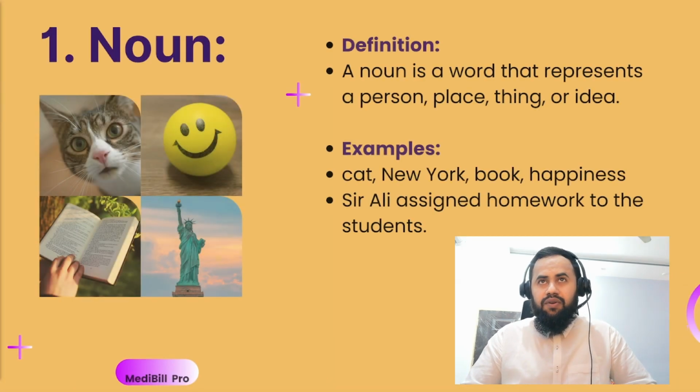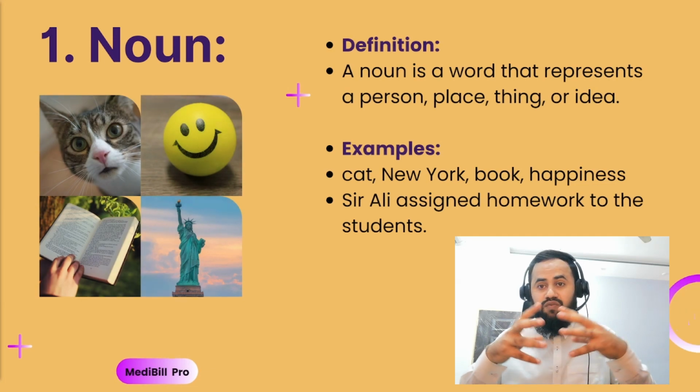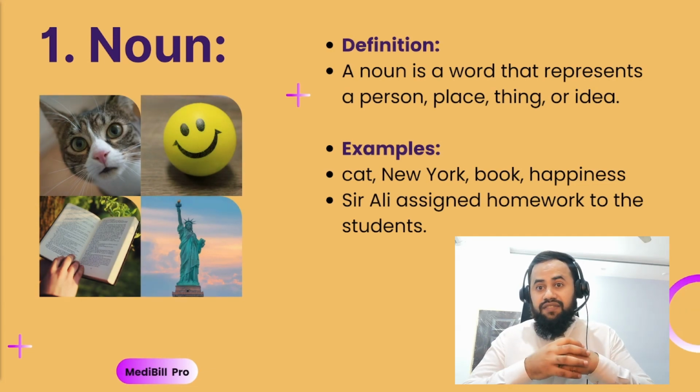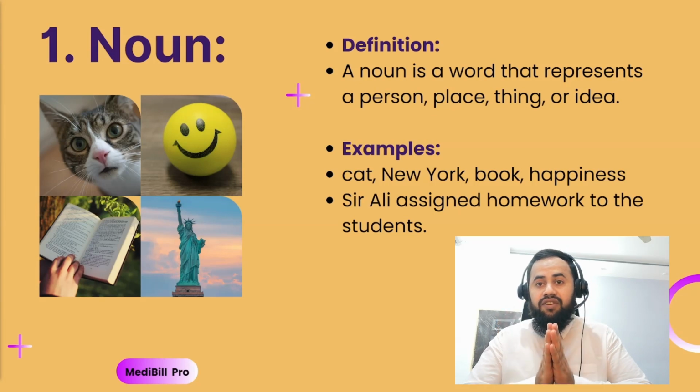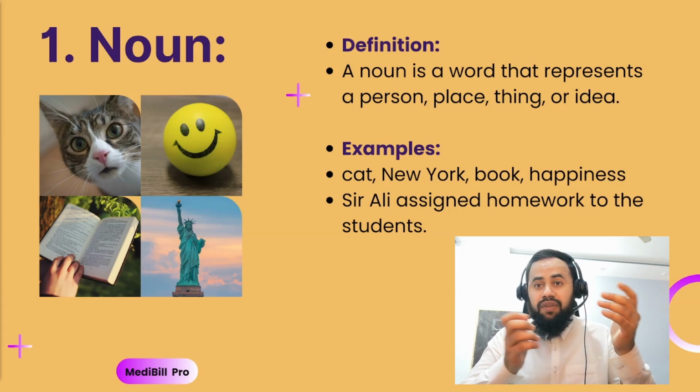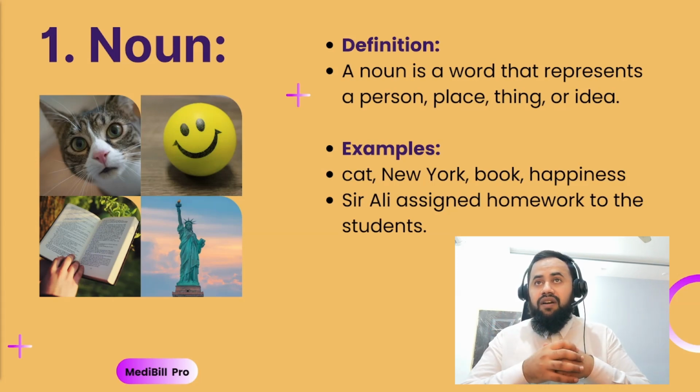Okay, so here you go. As you can see, the first one we have is noun. So what is the definition of a noun? A noun is a word that represents a person, place, thing, or an idea. So if there is a name of something, a place name, an idea name, or a thing name, then we can say that it is a noun.